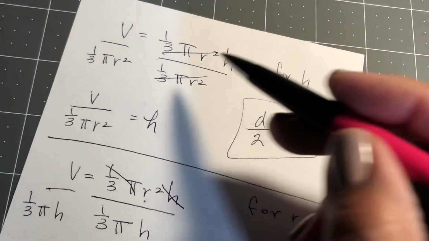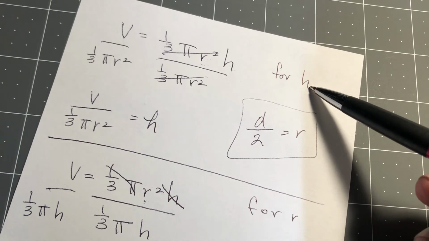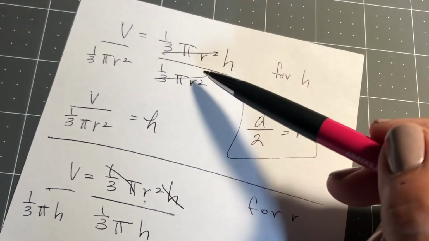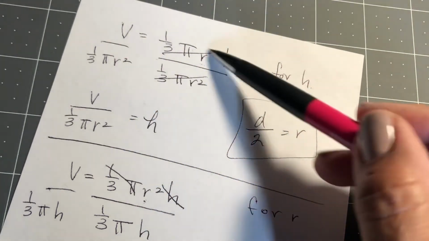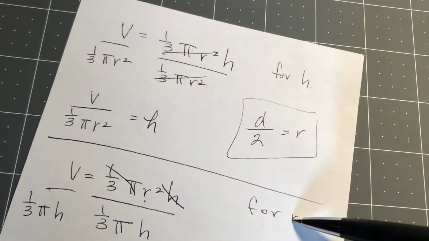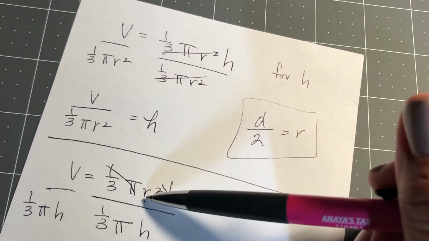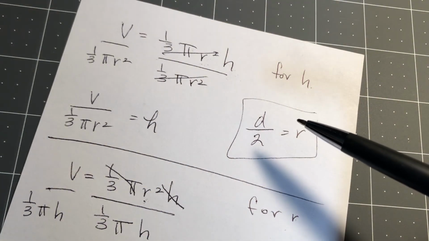If you're looking for volume, you obviously do the formula as is. If you're looking for h, you want to isolate h, but in order to do that, you have to cancel everything else out. Means divide both sides by whatever you're canceling. If you're trying to just find r, same thing. You're going to cancel everything else out except for r, and divide both sides by whatever you're canceling out.